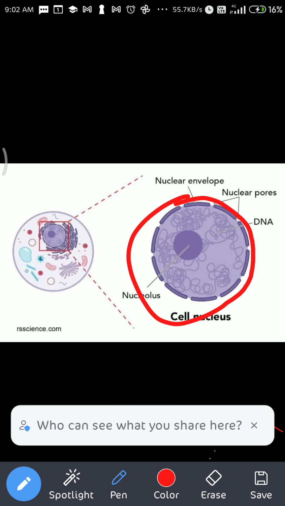So this is the eukaryotic nucleus, and the prokaryotic, yes, just now I have shown. Now have you understood?